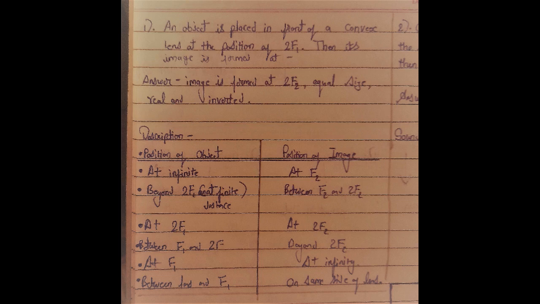An object is placed in front of a convex lens at the position of 2f1. Then its image is formed at? The answer is: the image is formed at 2f2, and it is real and inverted. Now the description. If the position of the object is at infinity, then the position of the image is f2.